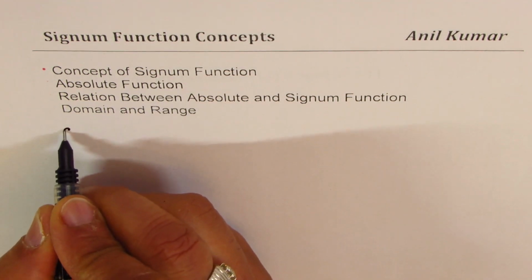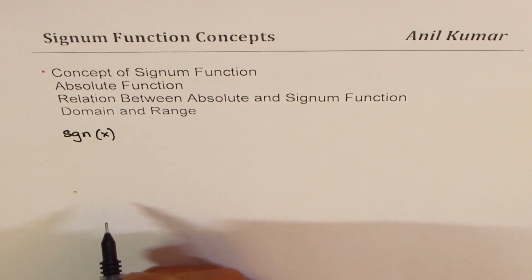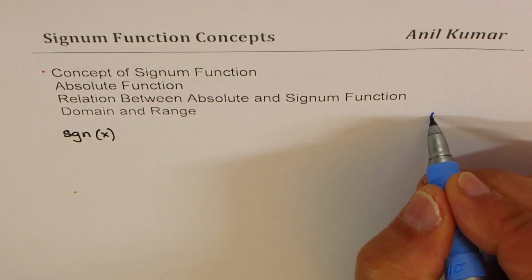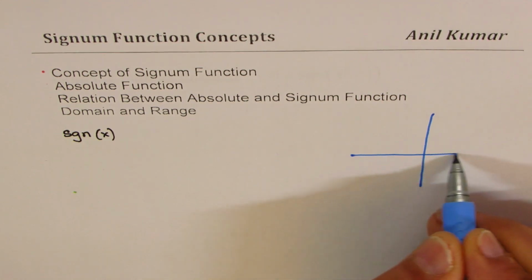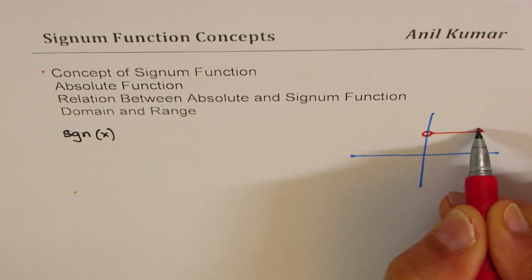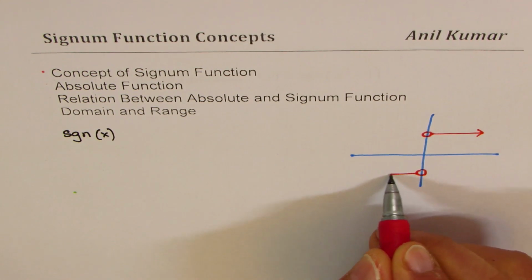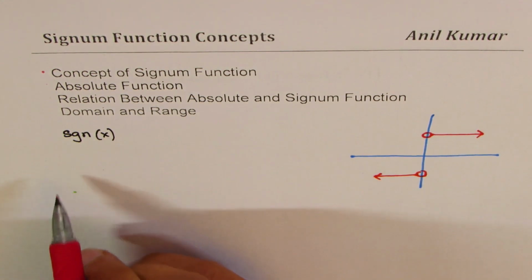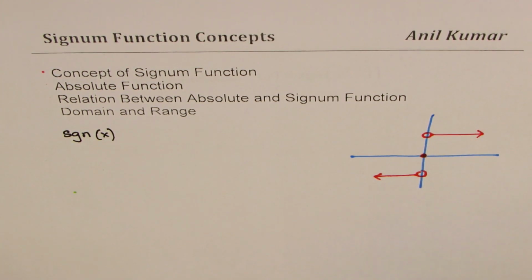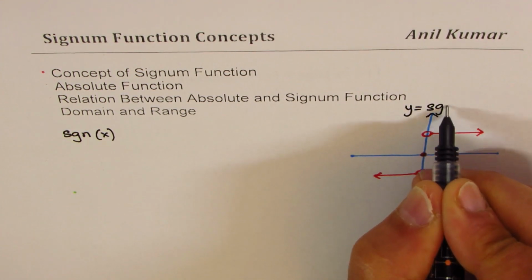Signum function can be written as Sgn x, where x is the argument. Now, basically, if you want to graph this function, it looks something like this. It is positive 1 if the value of x is greater than 0, and it is negative 1 if x is less than 0. If x is equal to 0, then the value is 0. So that is how we define a function y equals Signum x.